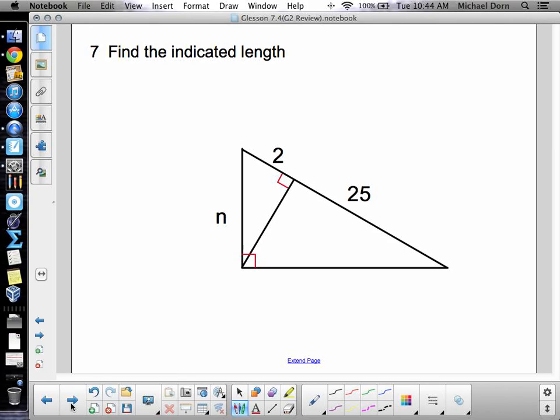Let's try another one of these. You get your paper out still? Try this particular one. Again, not a 30, 60, 90 triangle or anything like that. Pretty sure this time.